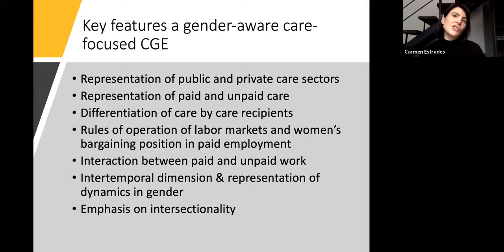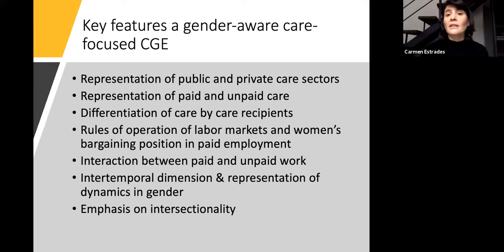So some of the features that we think gender-aware care-focused CGE models should have, first of all, is the representation of public and private care sectors. Why is that? Because it has been found that care services provided by the state, by public institutions, and by private institutions usually differ in quality, in price, and in availability to the population. So we think it is important to have a distinct representation of public and private care sectors.